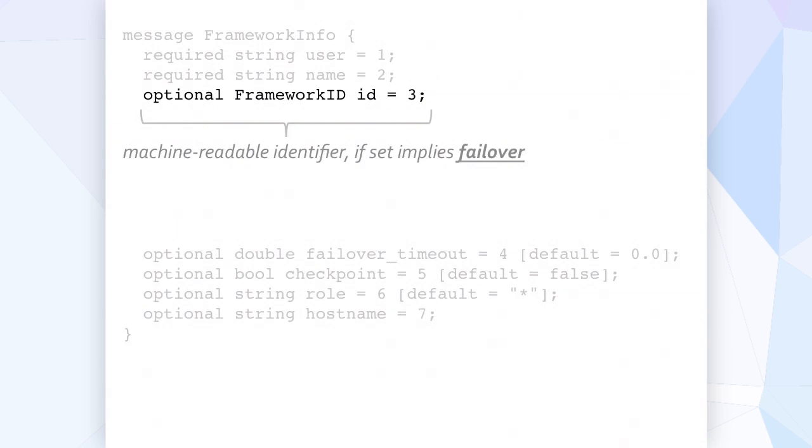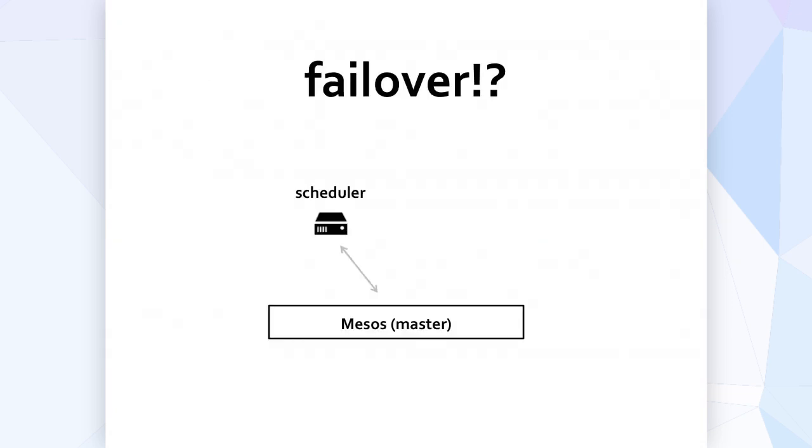Then there's a machine readable identifier. And that machine readable identifier is what we use to basically tag each instance of a framework that's running. Now, this is an optional field, which means that it doesn't need to be set for a register call. But if you're trying to re-register, it does need to be set. Now, why might you want to be re-registering? If you're failing over.